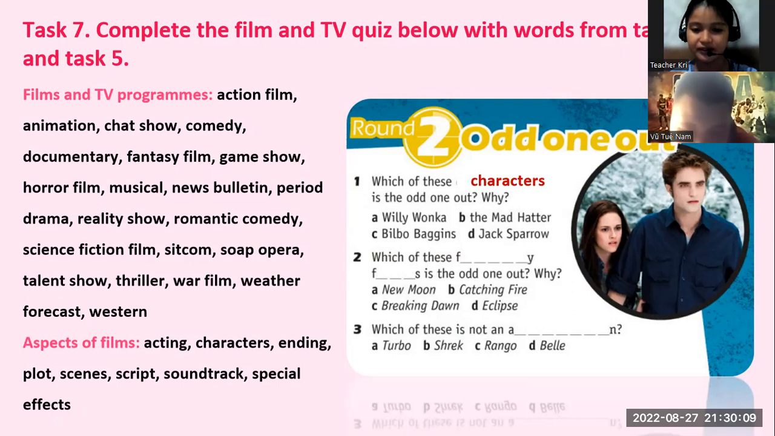All right, so how about number two? Which of these pictures is a fantasy film? Okay, so fantasy films. Okay, so how about number three? Which of these is not?